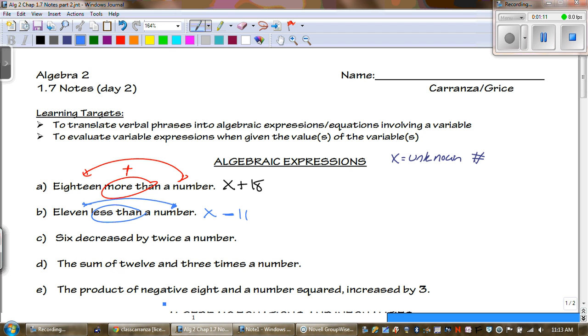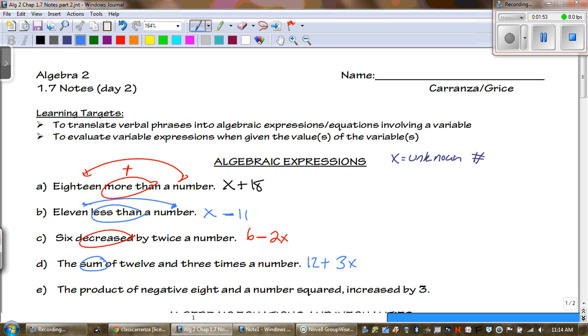So x minus 11. All right, C says 6 decreased by twice a number. Decreased is our keyword, and that tells us to subtract. Okay, and we just stay in the same order. So 6 decreased by twice the number, so 2 times x. The sum of 12 and 3 times the number. So sum tells us that we're going to add, and we're going to add 12 plus 3 times the number.